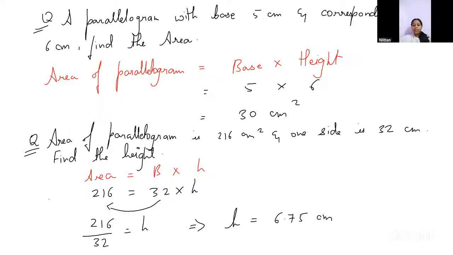Okay, what do we do here? Here we are finding out the height, so we divide the area with base. When you're finding out the base, you divide the area with height. When you're finding height, divide the area by base. When you're finding base, divide the area by height. You will get the other one. Okay, Joshua? Got it?